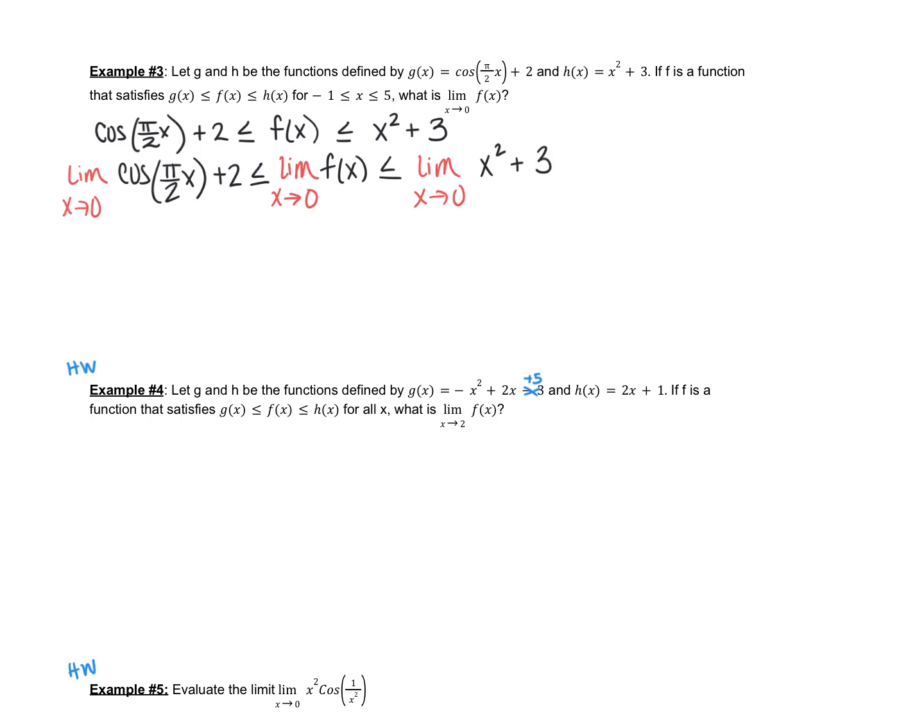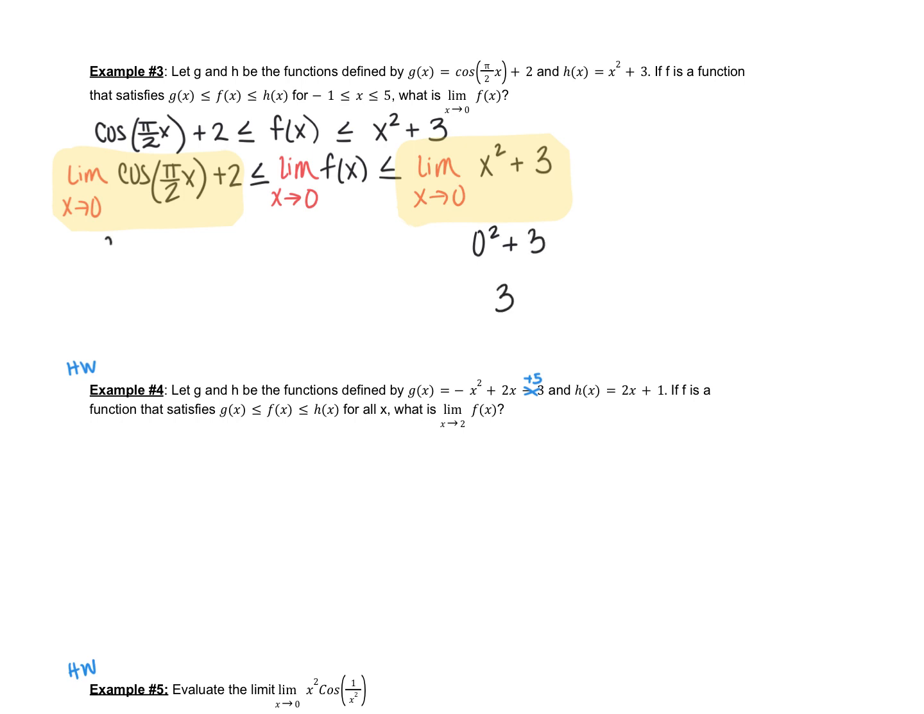So we can handle the two ends using direct substitution. So here and here, I'm going to use my direct substitution. So let's do the easier side first. Over here, we could plug in 0. So 0 squared plus 3 gives me 3.